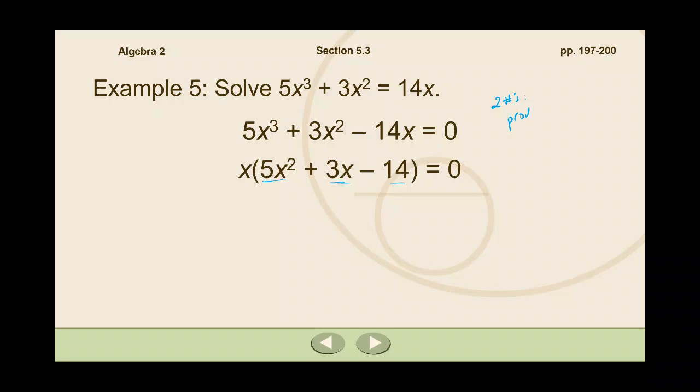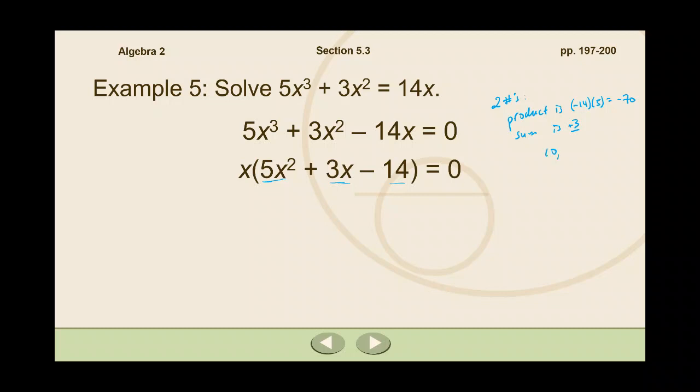Product is going to be negative 14 times 5, which would be equal to negative 70. Whose product is negative 70, but whose sum is positive 3. Now, what are the factors of 70 that have a sum of 3? Well, one set does come to mind.